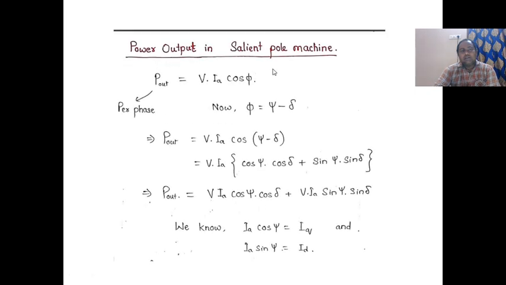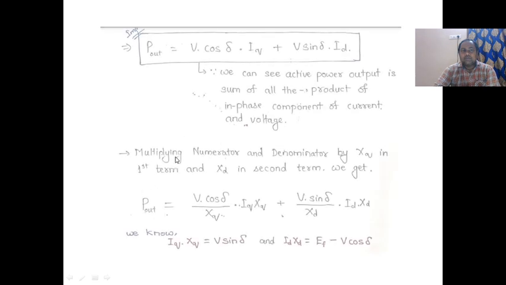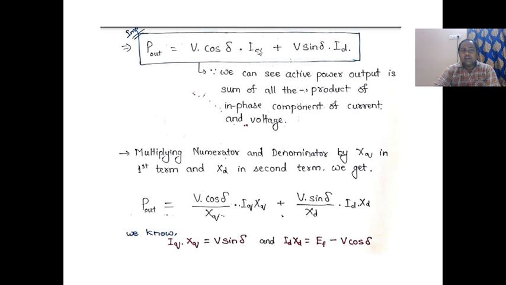So power output in salient pole machine. Output power, already we know, is VIA cos phi. Now phi is equal to psi minus delta. P output is equal to V into IA cos of psi minus delta, which is VIA cos psi cos delta plus sin psi sin delta. Output power is equal to VIA cos psi cos delta plus VIA sin psi sin delta. We know IA cos psi is equal to IQ, IA sin psi is equal to ID. Power output is equal to V cos delta IQ plus V sin delta into ID.